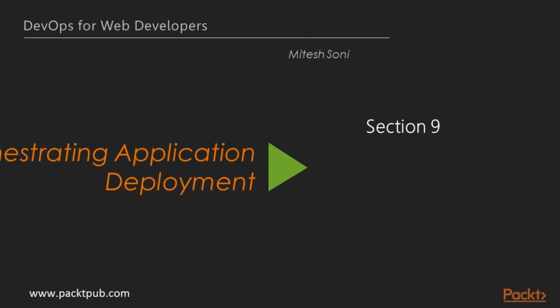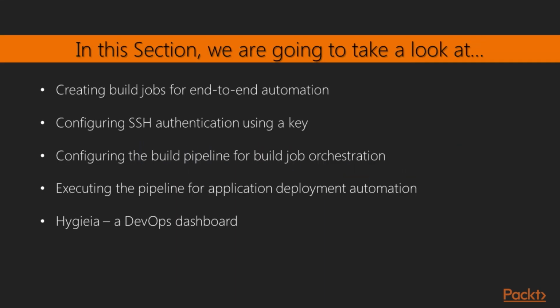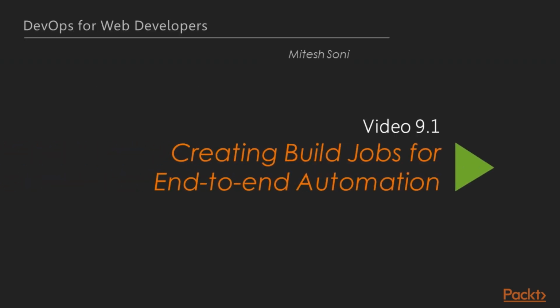Hi, and welcome to Section 9, Orchestrating Application Deployment. In this section, we will be learning how to create build jobs for end-to-end automation. We will also learn about configuring SSH authentication using a key. Now we move on to the first video of this section that deals with creating build jobs for end-to-end automation.